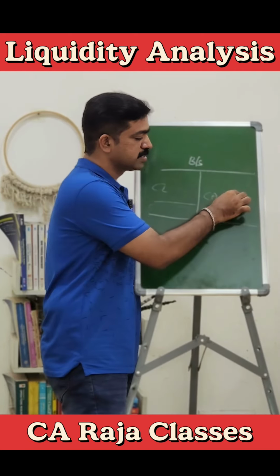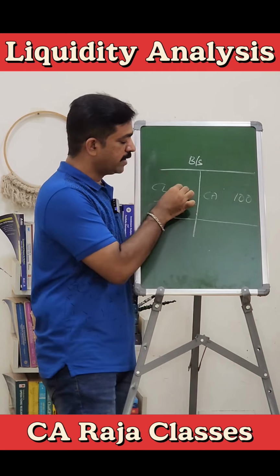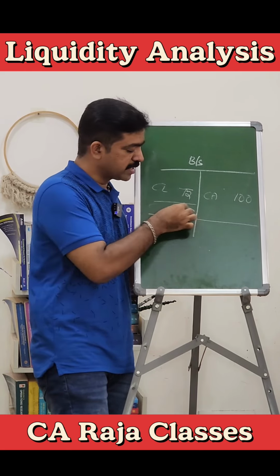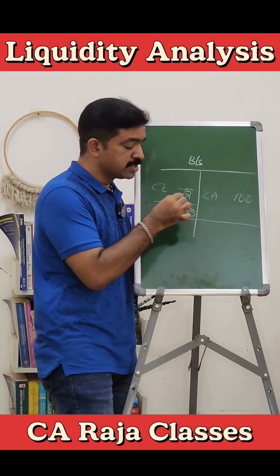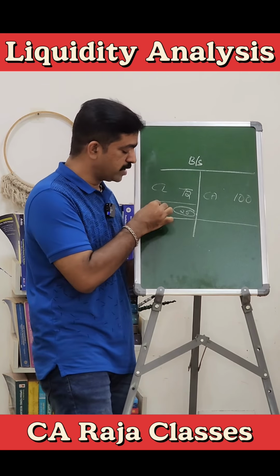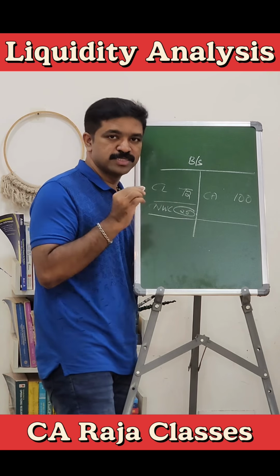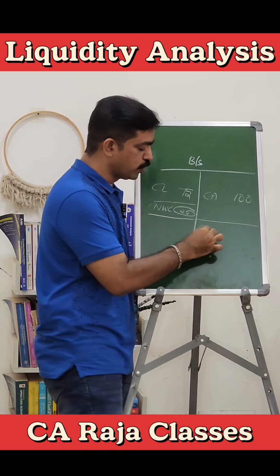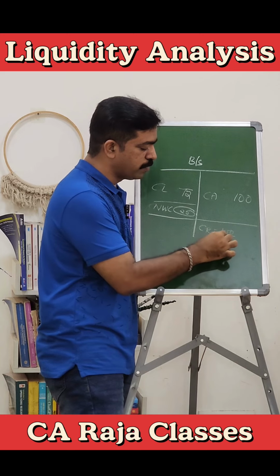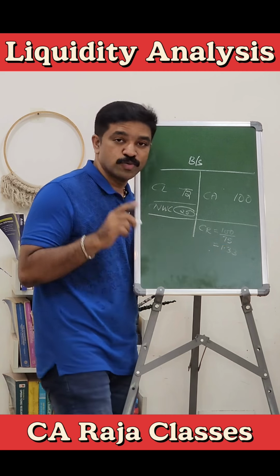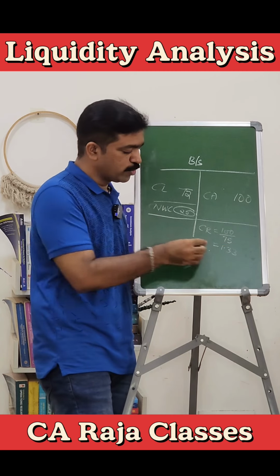If current asset is, let's say, 100 million and current liability is 75 million, then you can see there is a gap of 25 million. This 25 million, we can assume it has come from long-term funds, so we call it as net working capital. In this situation, if you calculate the current ratio, it will be 100 divided by 75 and you get the ratio as 1.33. So when the ratio is 1.33, what can you infer?